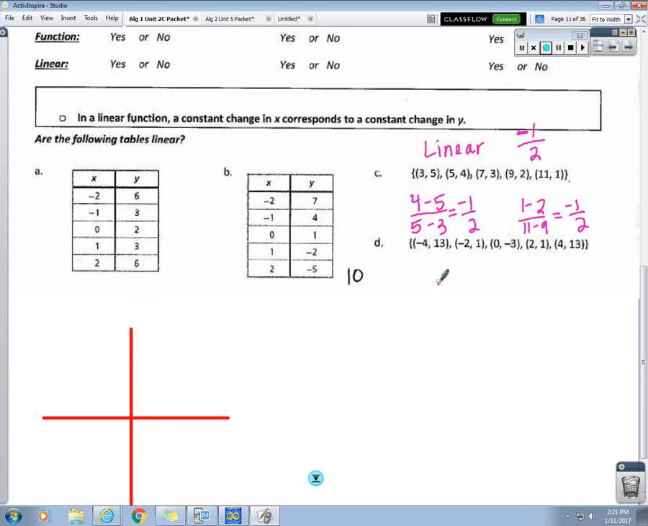Is there a pattern in the x's? What are the x's doing? So the run is 2 because each time they're going up by 2. But is there a pattern in the y's? No. So you wouldn't know what number to plug in here because it's not linear. Okay, turn to page 11.